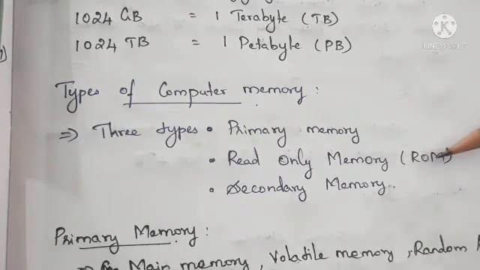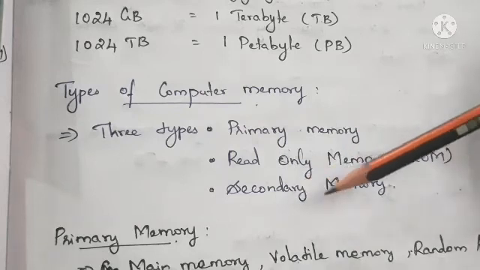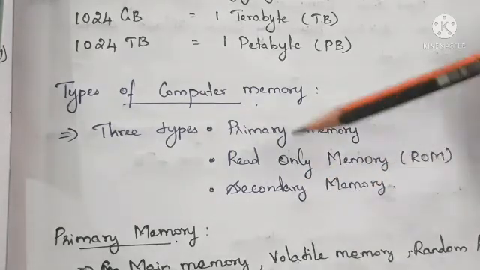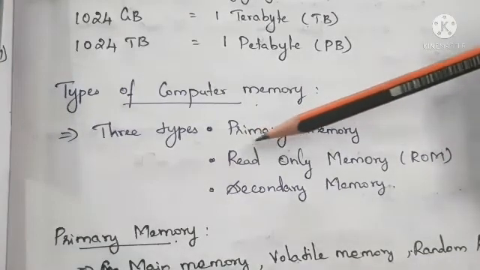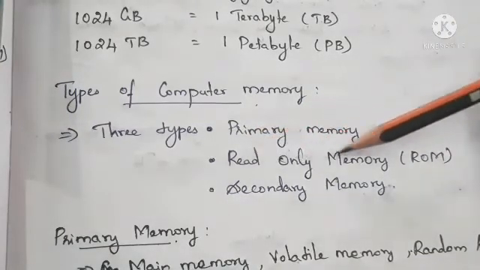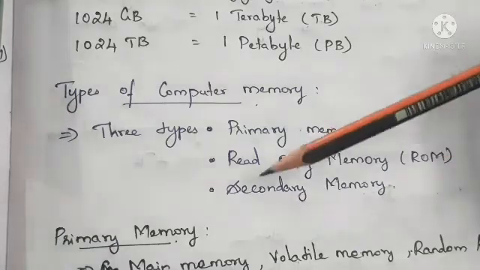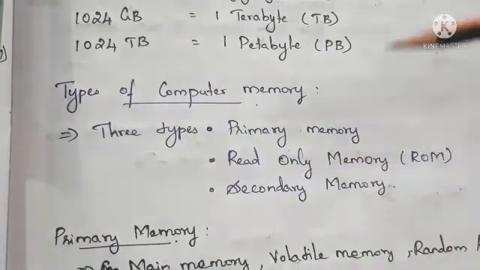Okay, so we can call it ROM, read only memory. The last one is secondary memory. So computer memory is divided into three types. The first one is primary memory. The second one is read only memory, that is ROM, and the last one is secondary memory.